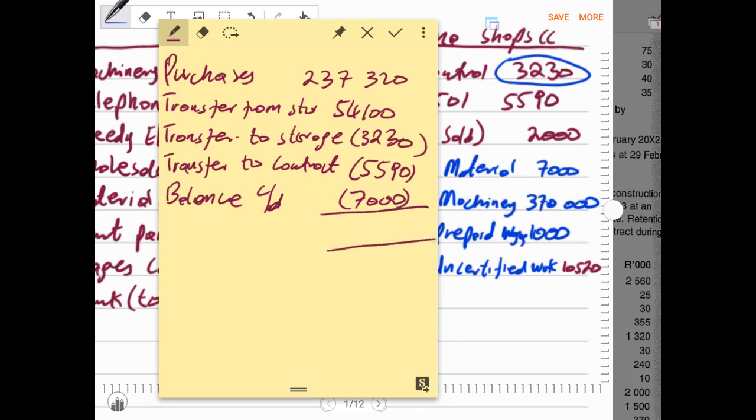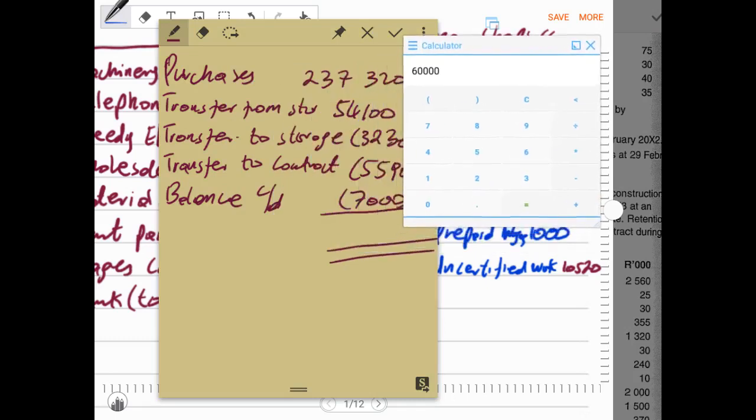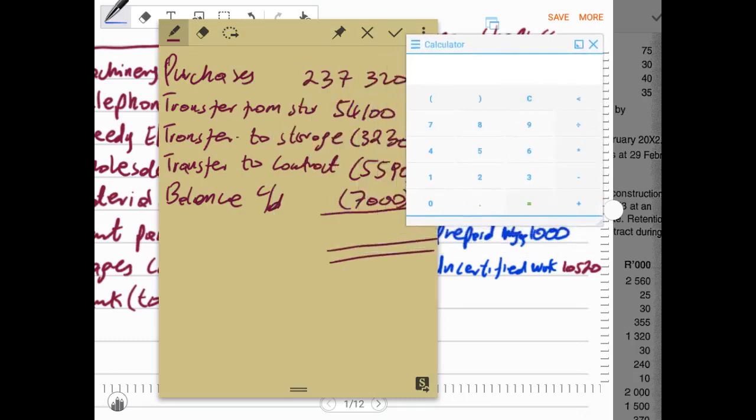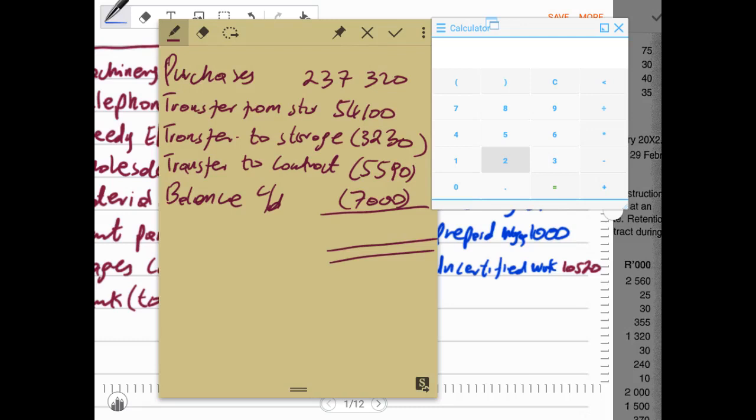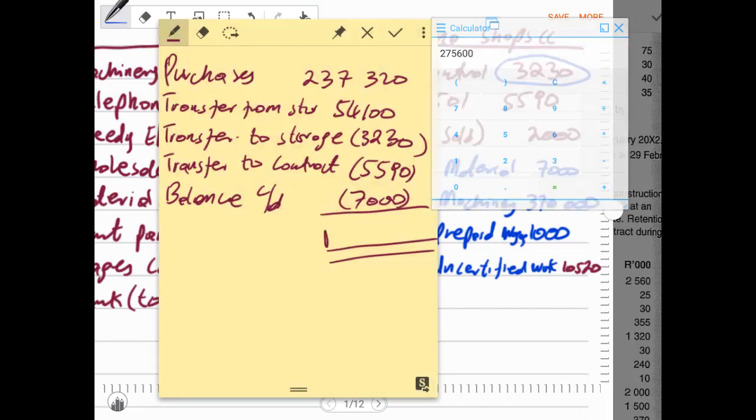So now we subtract all those to get to the material that was used. So now we have to say 237,320 plus 54,100 less 3,230 less 5,590 less 7,000. Then this gives us 275,600. This is the material used.